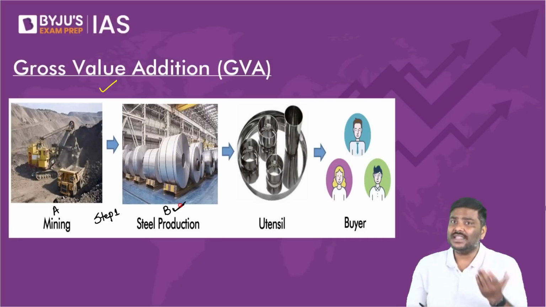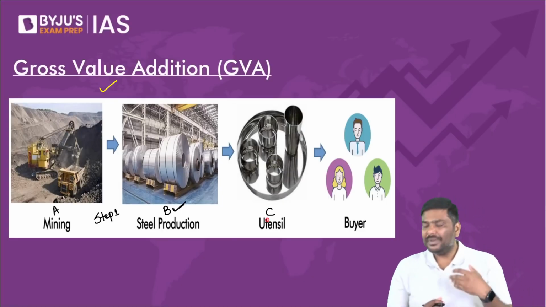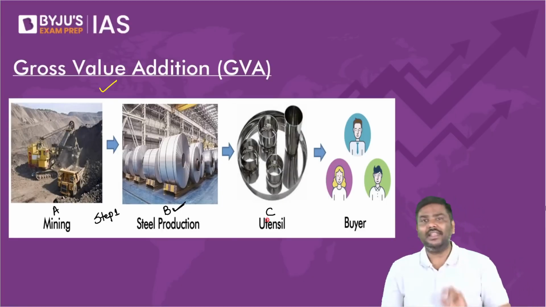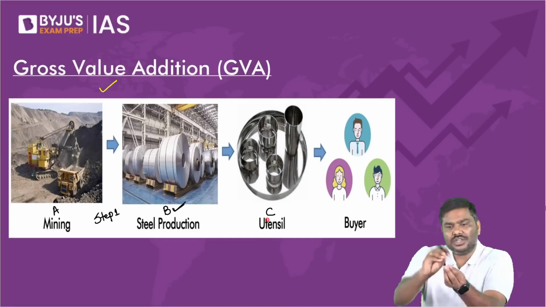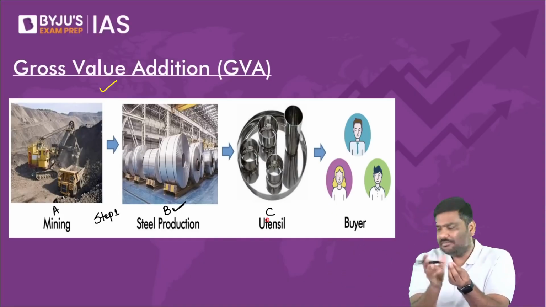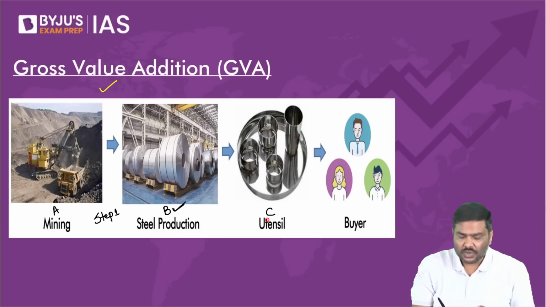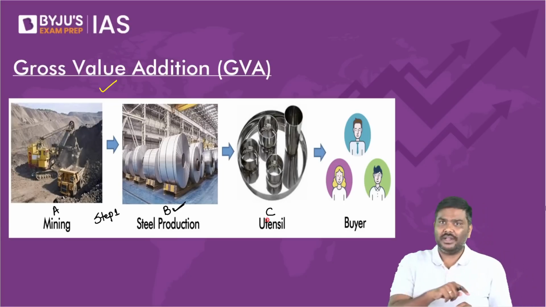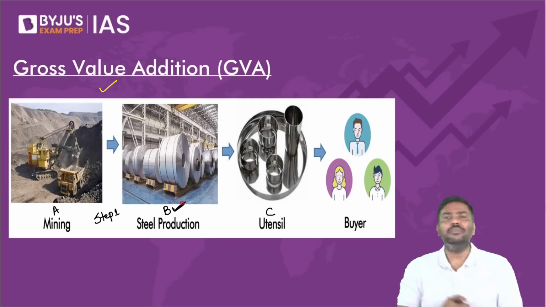Now, can I say company B is using raw material? Let me know. Company B is using raw material. What is raw material? Raw material is anything that is used, converted, and sold in the market. Value addition. Do you remember the concept of value addition that we have discussed yesterday? So, company B is using raw material, that is nothing but iron ore, producing steel, selling it to company C.